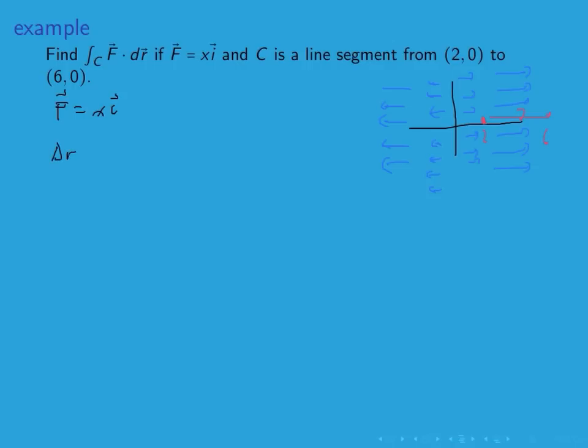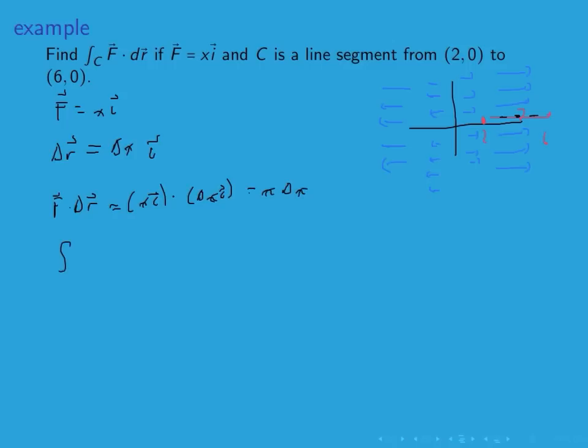But let's think about delta r, the change in the position vector, again. This time, these vectors have only an i component. The path goes only in the i direction. And so I'll write delta r as some vector with an i component only, and a small bit of this path will be given by delta x. Okay, so f dot delta r, in the definition of the line integral: if I dot these two things together, x i dotted with delta x i is x delta x.